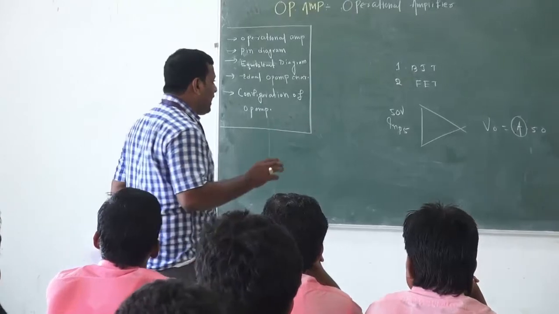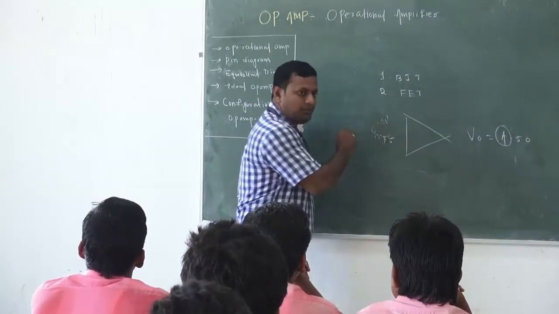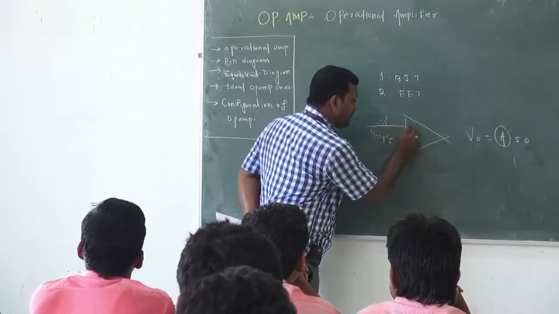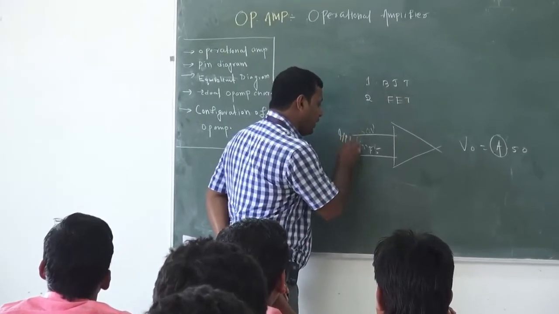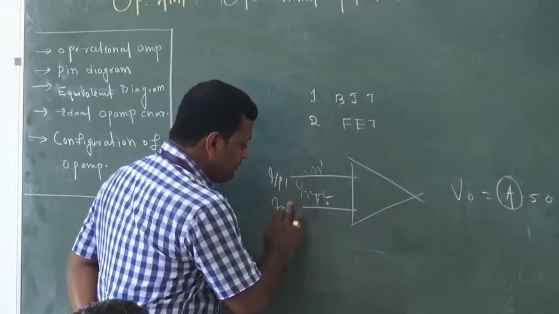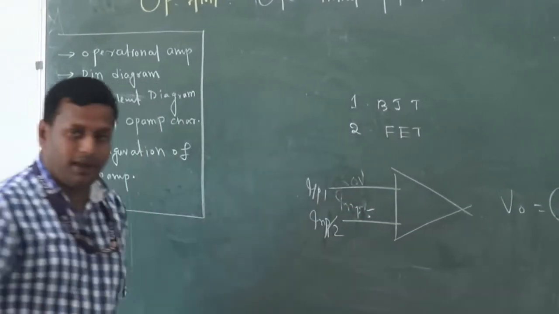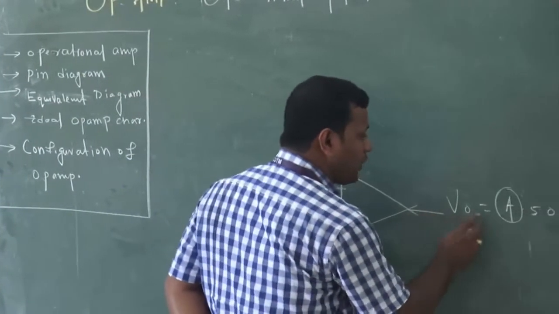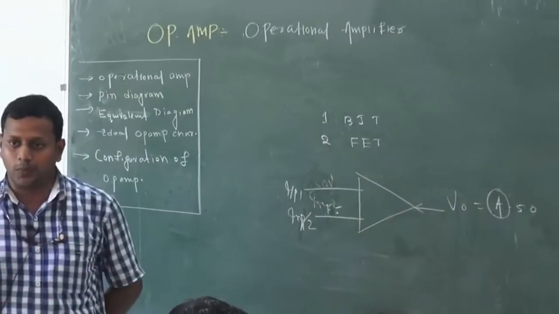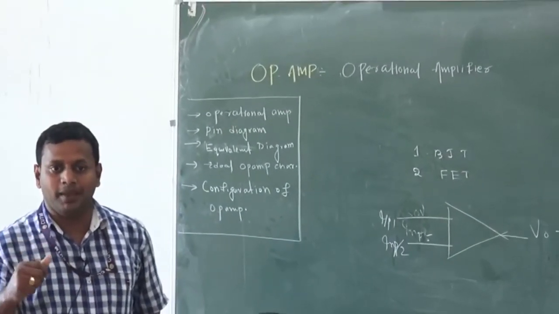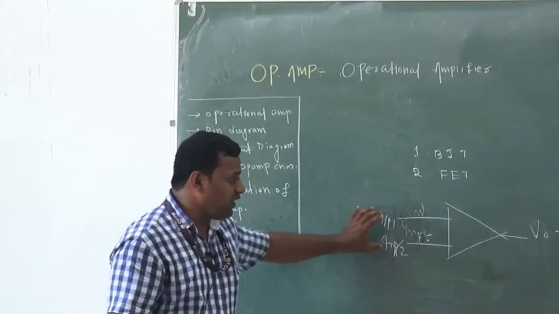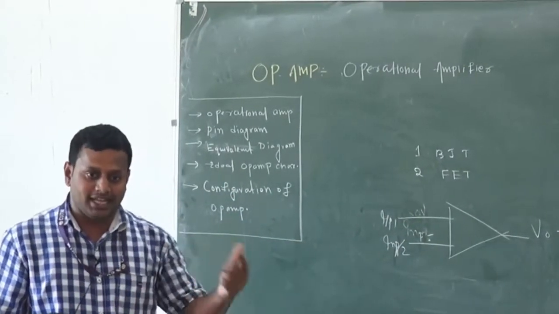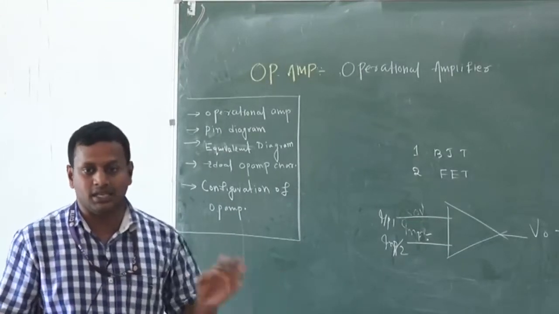Whenever I give the op-amp some input, the op-amp has two input terminals. So the op-amp will take two inputs, input 1 and input 2. Whenever I give two inputs, I get an output, and that output will come maybe as the addition of these two, maybe V1 plus V2, maybe V1 minus V2, maybe some integration of the input, maybe some differentiation of the input.